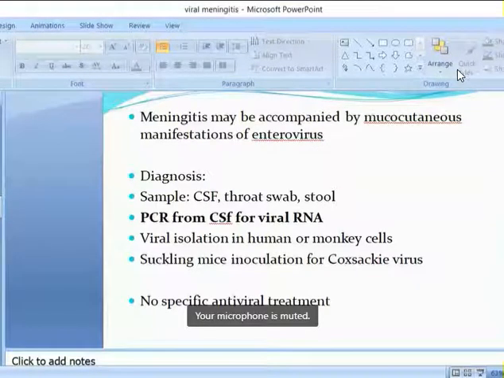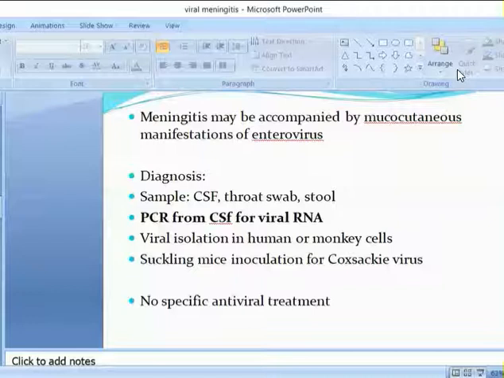You can also grow the enteroviruses in human or monkey cell lines. And for Coxsackie viruses, you can inoculate suckling mice and look for the signs and symptoms of infection by the virus. There is no specific antiviral treatment that can be given for enteroviruses.